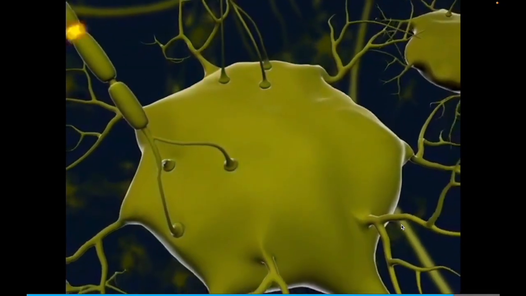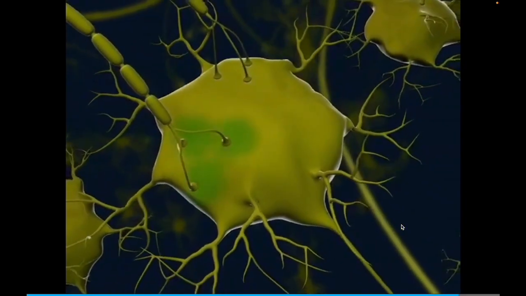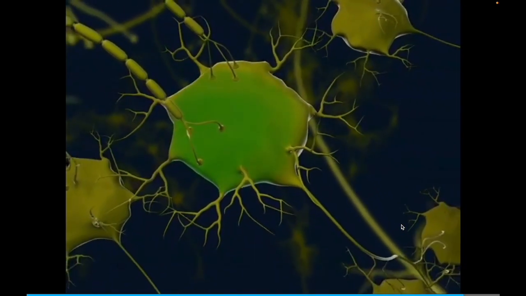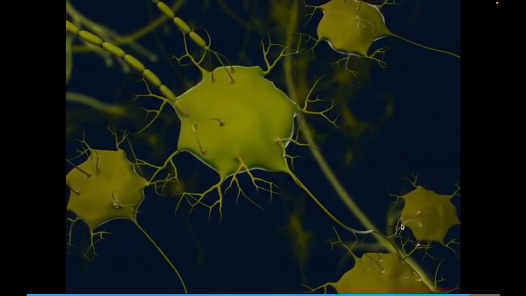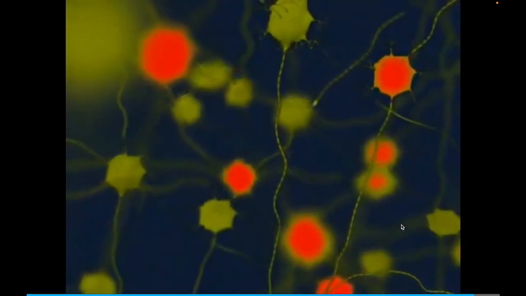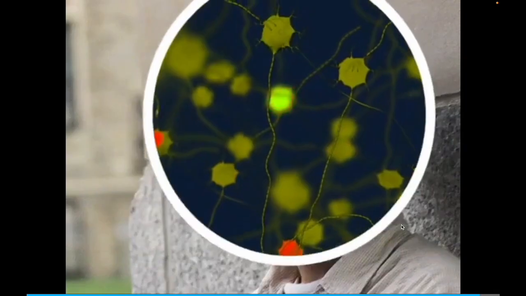Now, only excitatory signals are transmitted, and the receiving neuron generates an action potential down its axon. The signals that pass between these and countless other neurons constitute our thoughts and coordinate our activities.